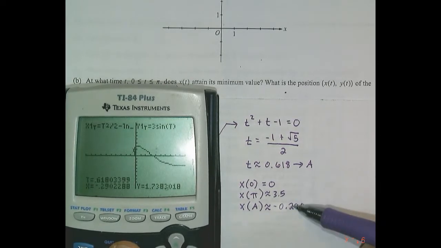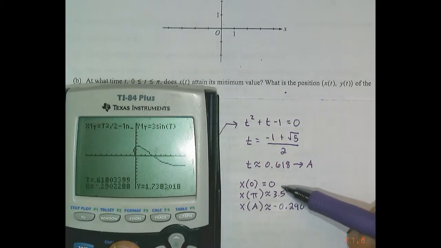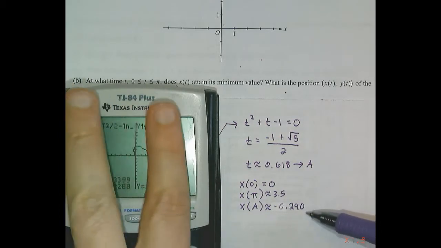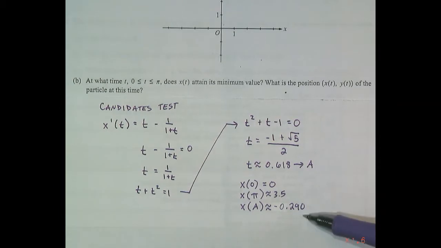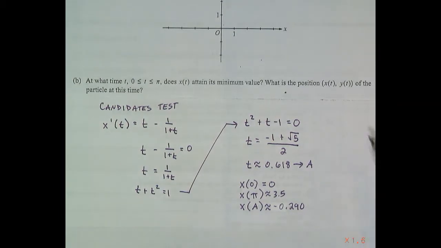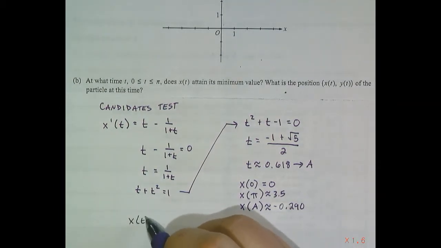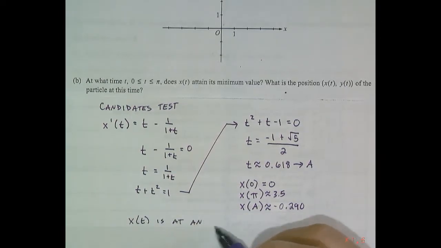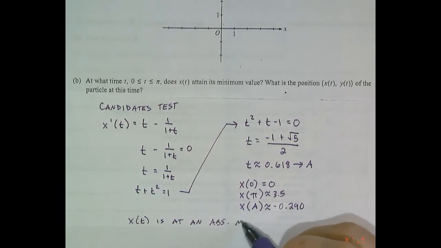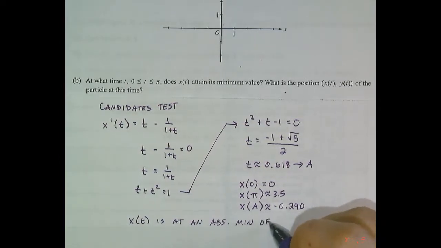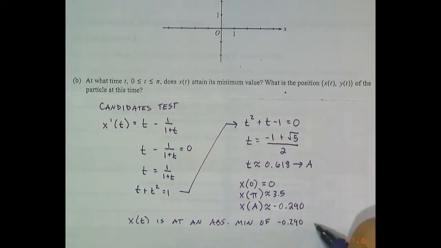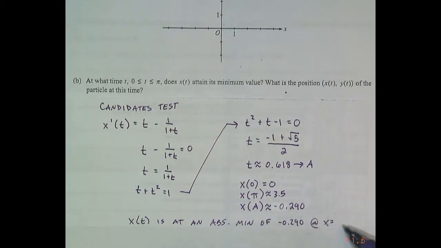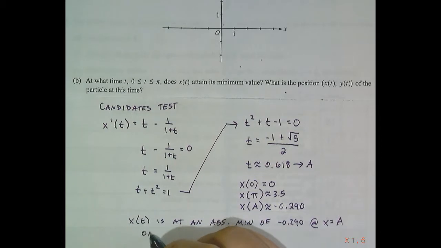The candidates test says the absolute extremum on a closed interval is going to have to occur at the endpoints or at a critical value. And we can see the lowest value of these three is at the critical value. So x of t is at an absolute min of -0.290 at x equals a on the interval 0 to pi.